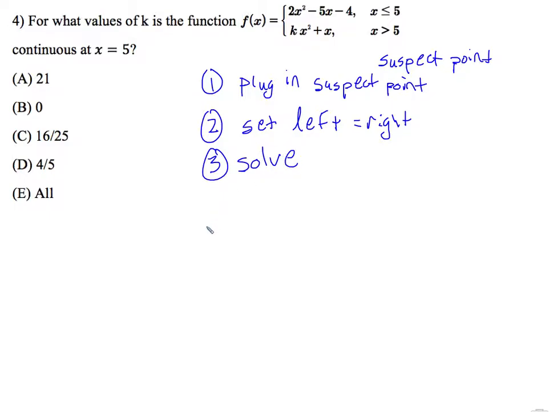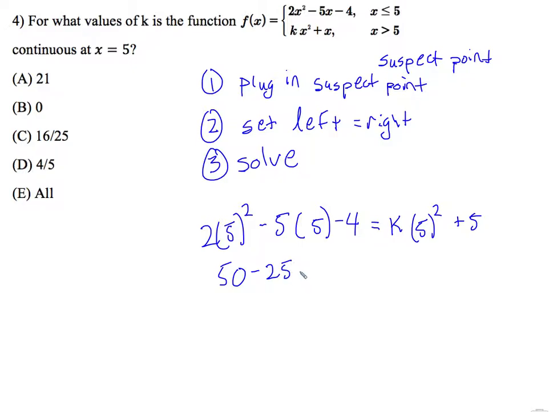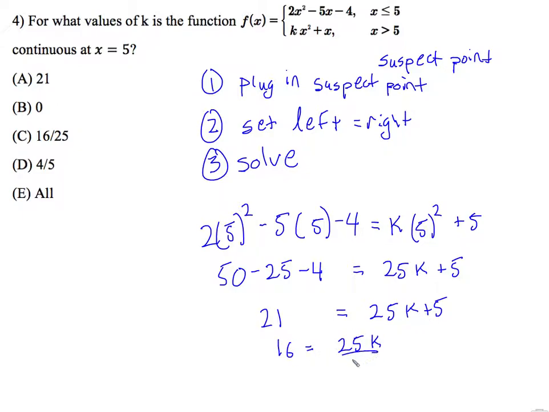Here we go. Plug in suspect point. So 2 times 5 squared minus 5 times 5 minus 4. That's the left. And I'm going to set it equal to the right. So k times plugging in our 5 squared plus 5. All right, so 5 squared is 25. So this is 50 minus 25 minus 4 is equal to 25k plus 5. From here, this is 25 minus 4, so that's going to be 21 is equal to 25k plus 5. Minus 5 from both sides, and I get 16 is equal to 25k. Divide both sides by 25, and I get k is equal to 16 over 25.